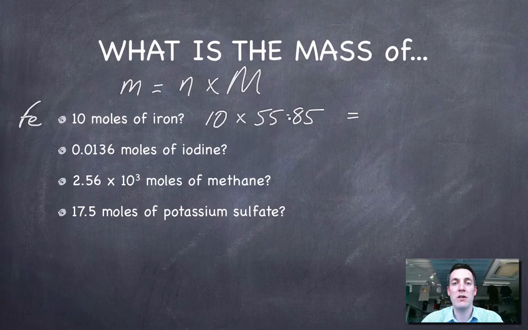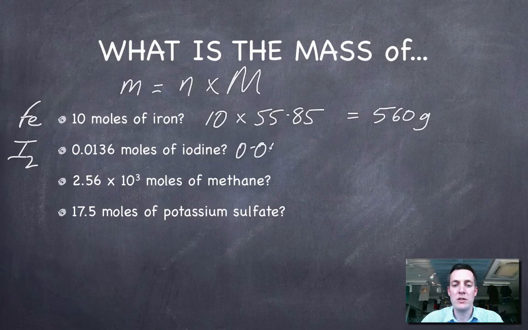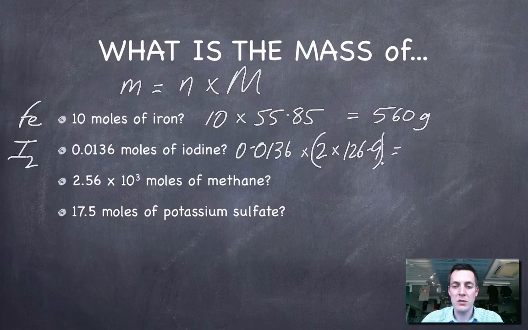So that would be 558.5 grams, but I'm going to have to reduce that to two significant figures. So 560 grams. What's the formula of iodine? I2. So this is going to be 0.0136 as for the number of moles, multiplied by the molar mass, which is 2 times 126.9. If I plug those numbers into my calculator and use 3 significant figures in my answer, I get 3.45 grams.